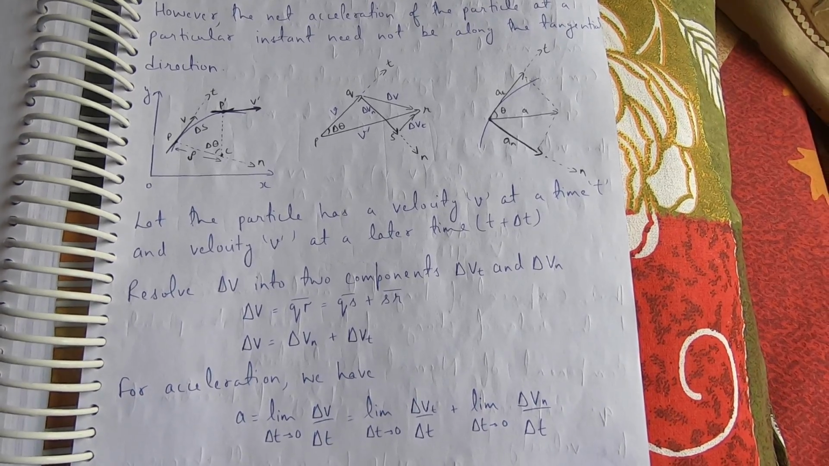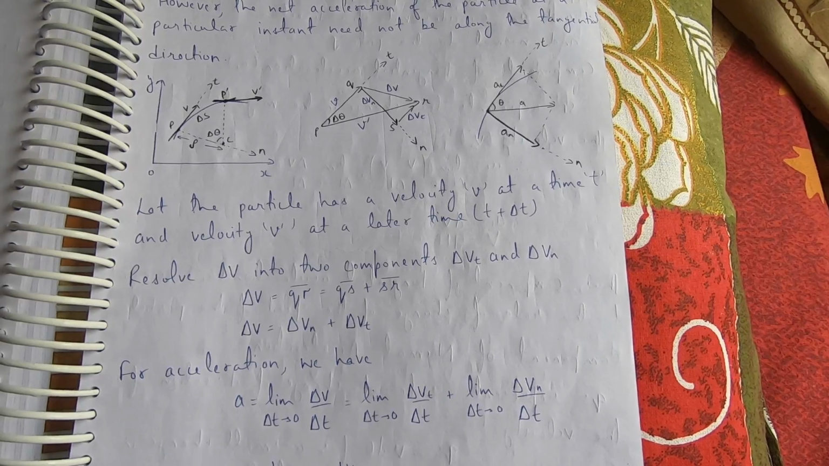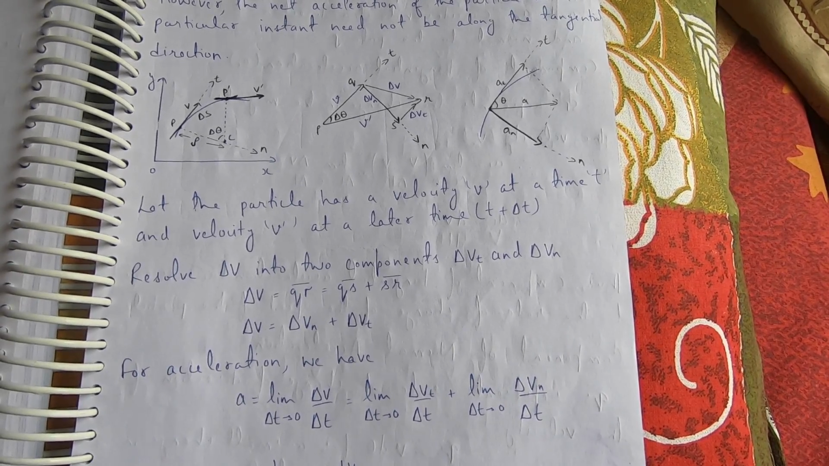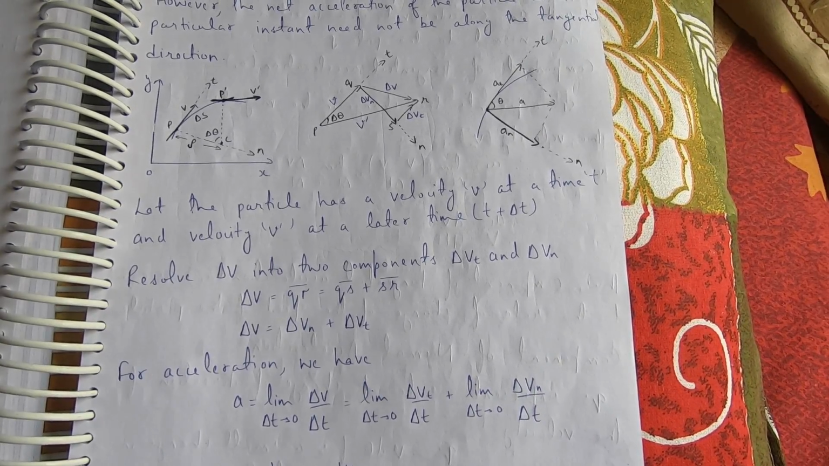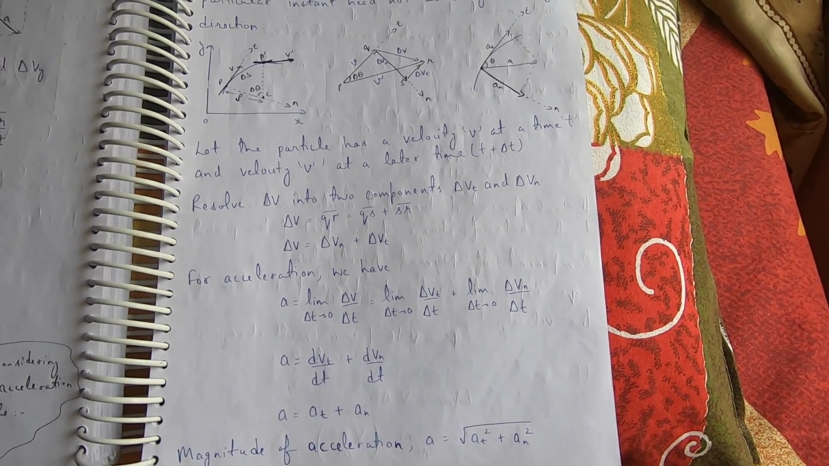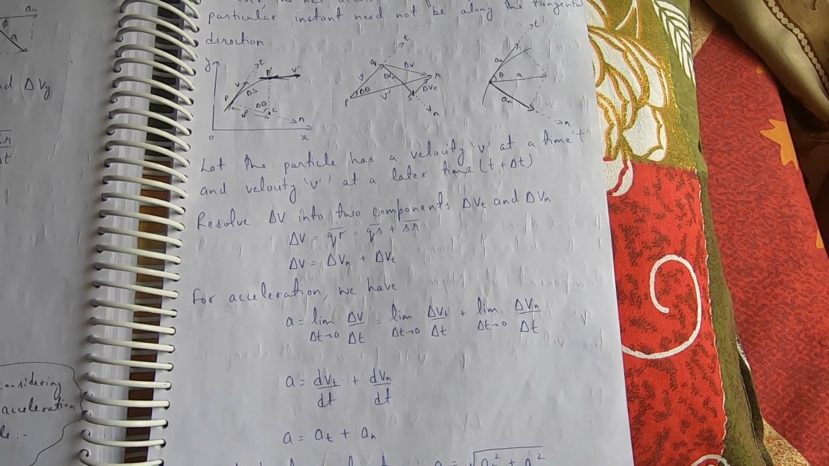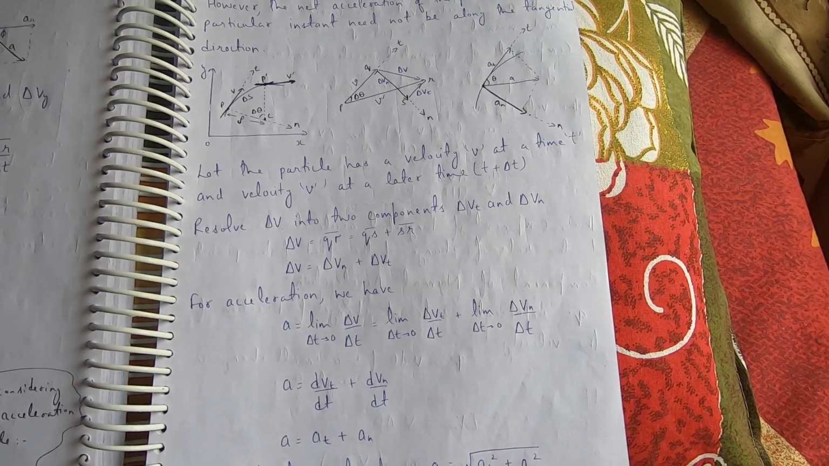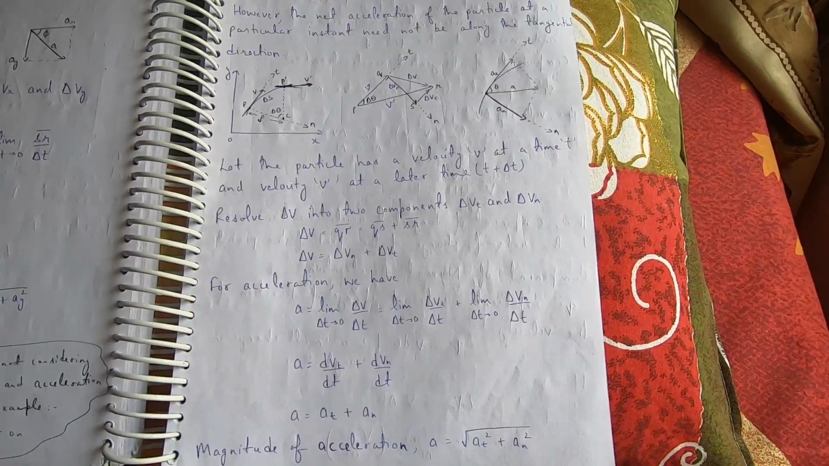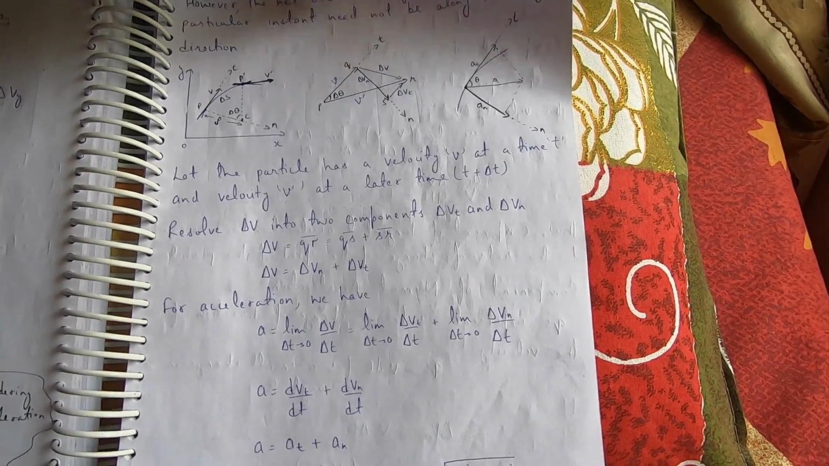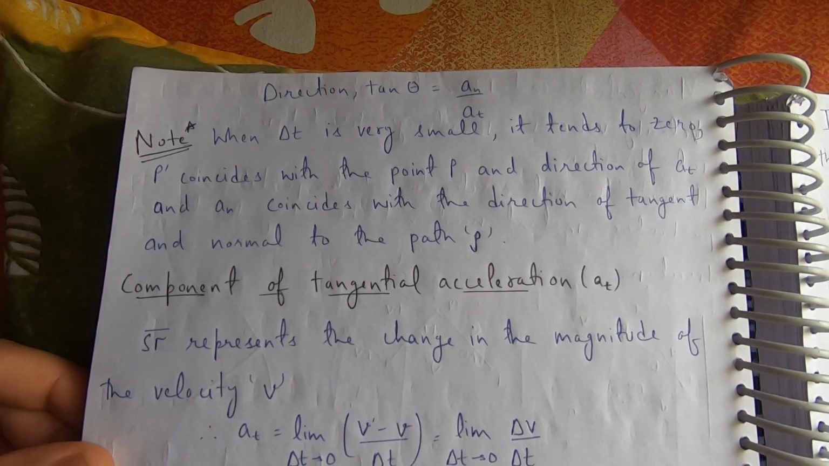For acceleration, we have A is equal to limit Δt tends to 0 Δv by Δt, which is equal to limit Δt tends to 0 Δvt by Δt plus limit Δt tends to 0 Δvn by Δt. A is equal to dvt by dt plus dvn by dt. A is equal to at plus an. Magnitude of acceleration is a, equal to square root of at squared plus an squared. Direction is given by tan θ is equal to an by at.